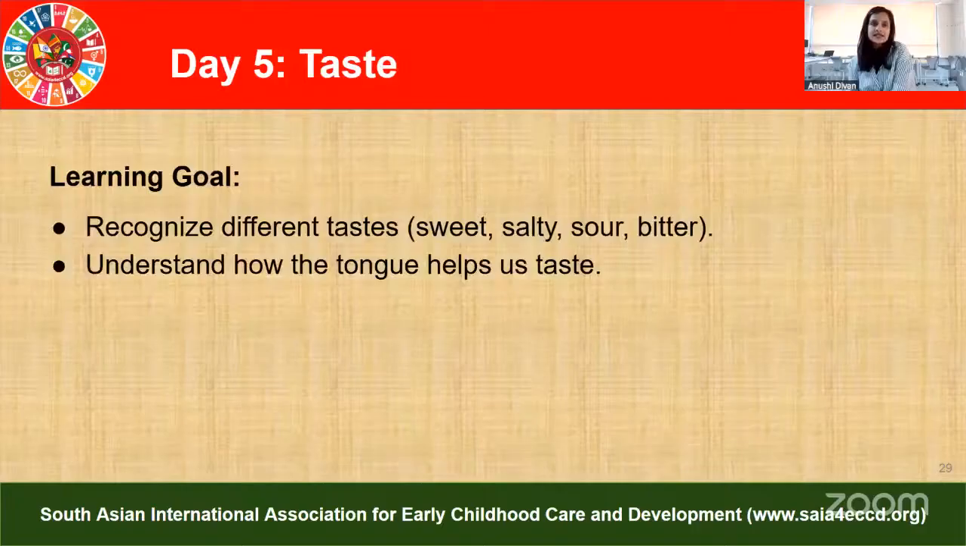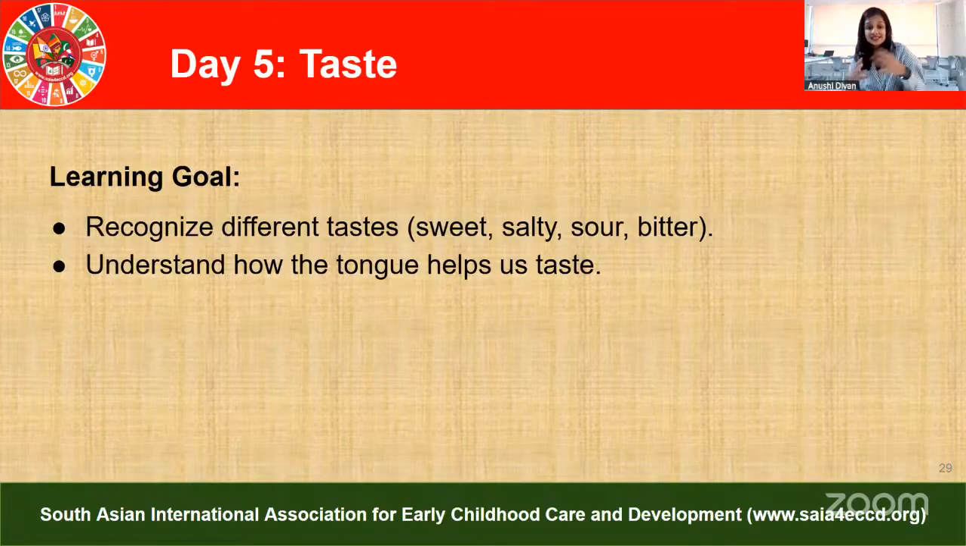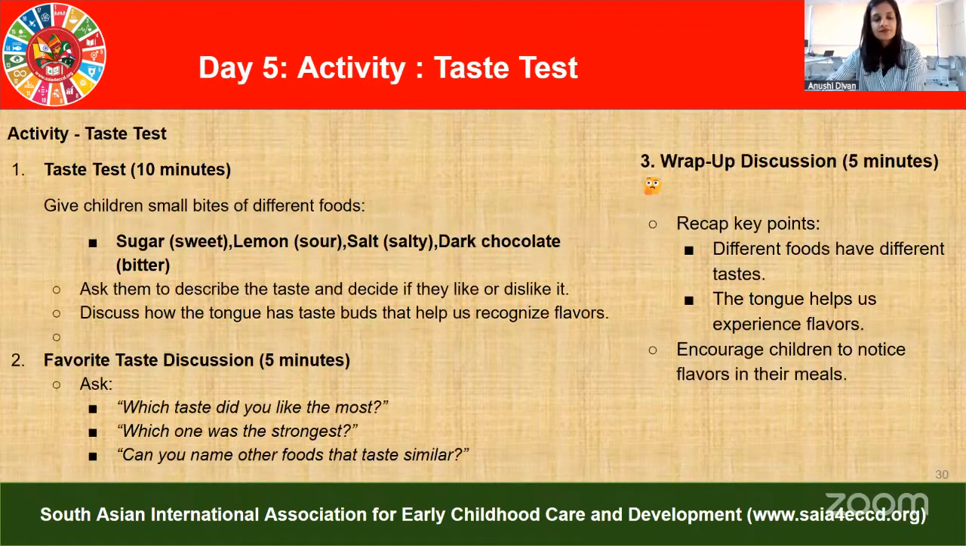And for the last day, it's taste. So the learning goal for this is that students should be able to recognize different tastes. And they should understand how the tongue helps you to differentiate and identify different tastes. And this can be done easily by an activity called taste test, where you give children small bites of different food. And obviously the foods should be different with respect to their taste.